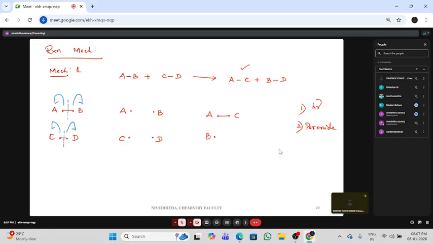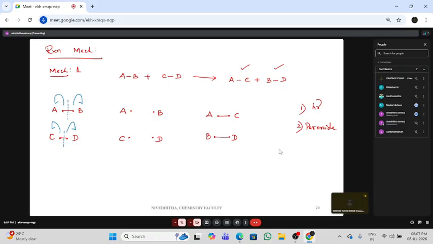Similarly, B got one electron, D got one electron, and both the atoms were sharing these two electrons to get converted into this product. That's it. So this is how this chemical reaction occurred. See, you may think why A and D didn't get combined together to form AD.